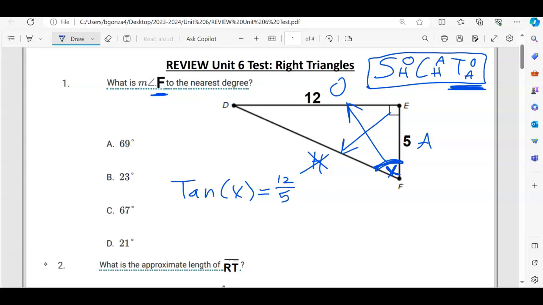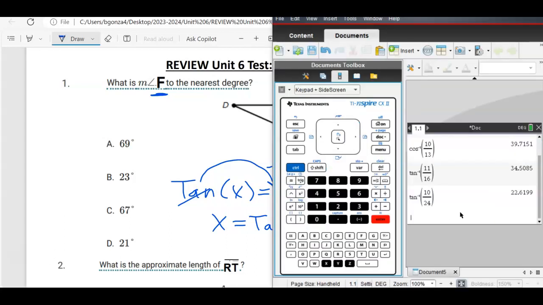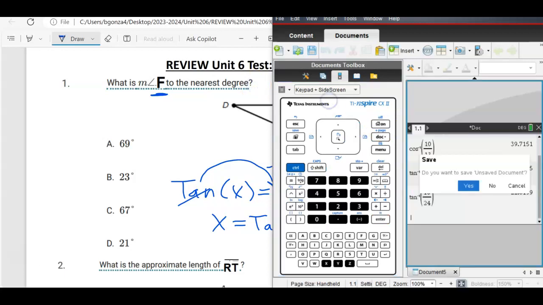12 over 5. All right, and if you remember, when we're solving for a missing angle, to get rid of this tan, we're going to move it to the other side, but it's going to become inverse, and it'll be gone on the left side. So now we have X equals tan with a little -1, because it's inverse once you move it across that equal sign, 12 over 5. So we want to plug that into our calculators.